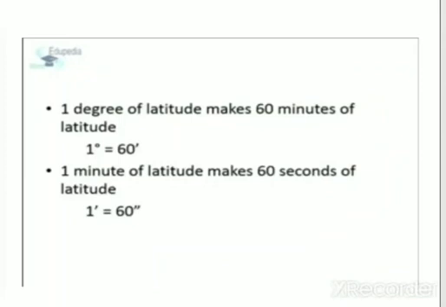To locate the places on the earth, the degrees are further divided: 60 seconds is equal to 1 minute and 60 minutes is equal to 1 degree.